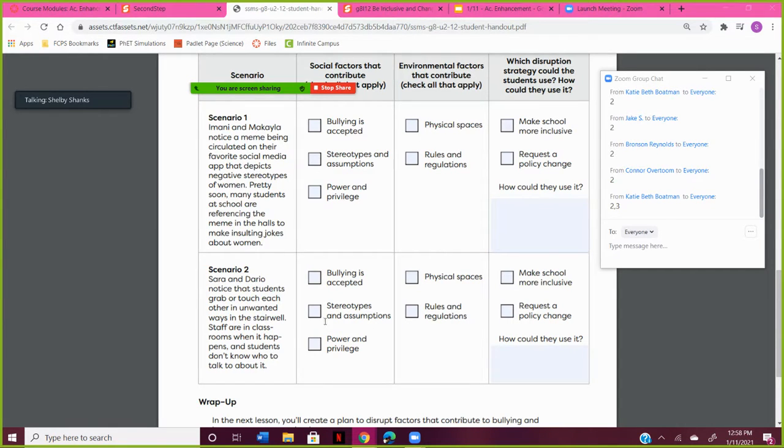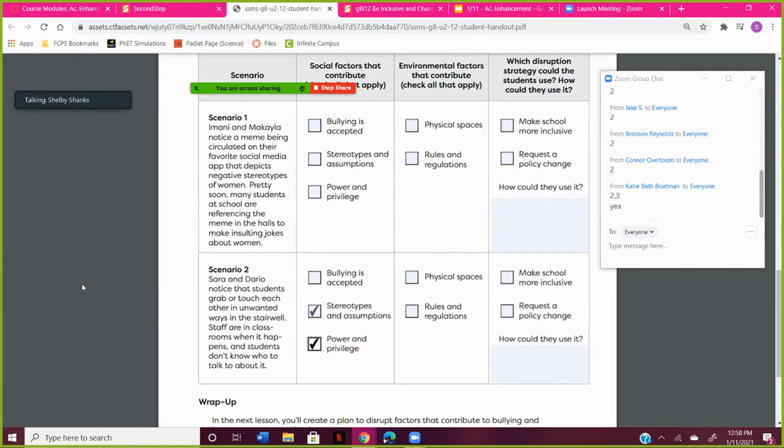All right, Katie, are you saying 2 and 3? So you're saying the stereotypes and assumptions and power and privilege. Is that what you're saying? I mean, it depends on the scenario. When it says power and privilege, I guess it's just people that think they can do more or have more privilege, right? So you could go with this one. People who are bullying could be thinking that they have more privilege and they can just do what they want. All right, I would agree with Katie on this one.